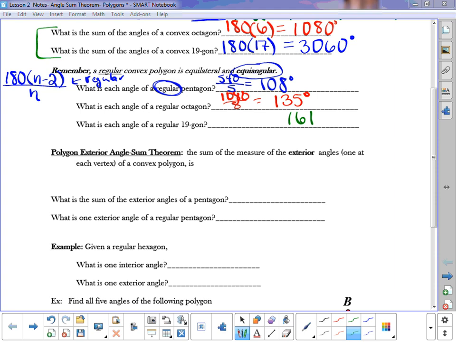Okay, what did we get for our... 161. 161, and then how much did we have left over? 119. So we did the total sum. What is that in decimal? I'm not sure. So I leave it as a fraction, so I have the exact answer. We took our total sum, the 3060, and divided by the number of sides, which is 19, and got 161 with a remainder of 1, so that's 161 and 1/19 degrees.